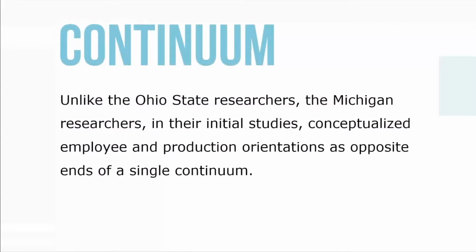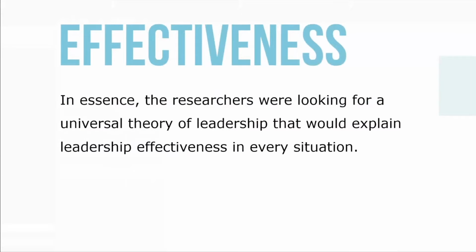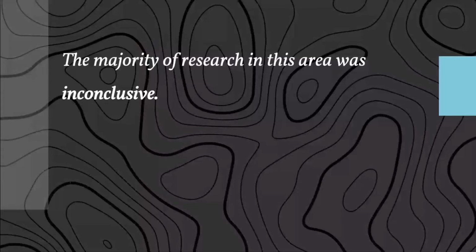Unlike the Ohio State researchers, the Michigan researchers in their initial studies conceptualized employee and production orientations as opposite ends of a single continuum. As more research studies were completed, however, the researchers reconceptualized the two constructs, as the Ohio State studies had, as two independent leadership orientations. In essence, the researchers were looking for a universal theory of leadership that would explain leadership effectiveness in every situation. The majority of research in this area was inconclusive.